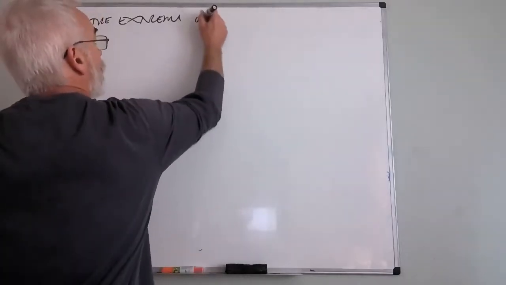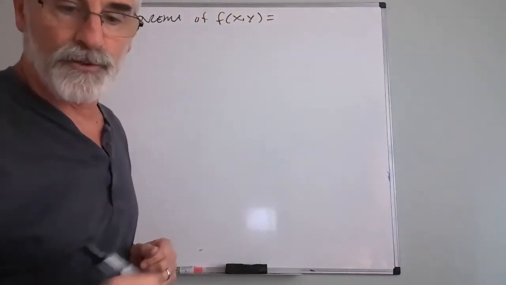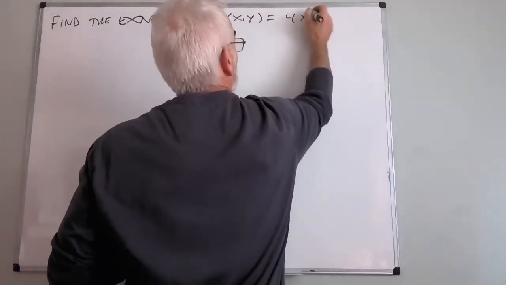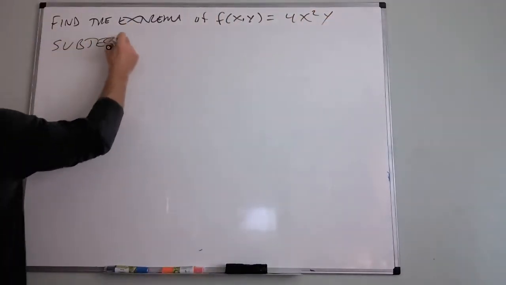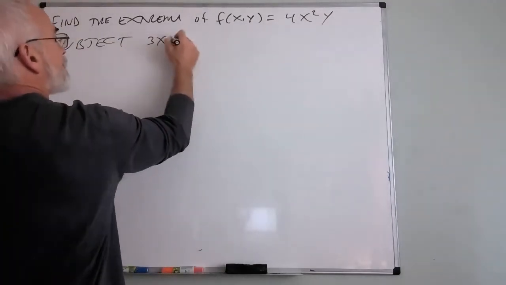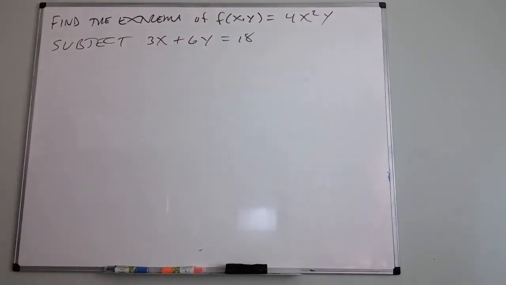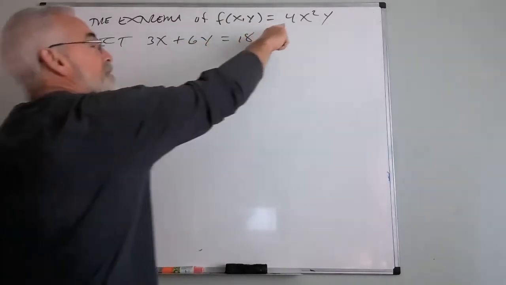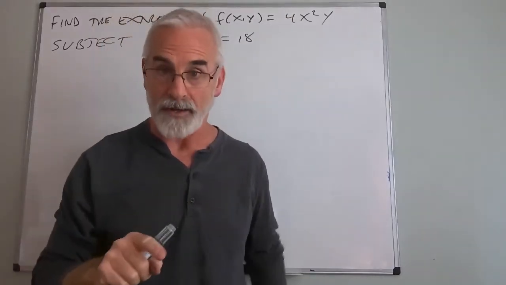Find the extrema of f of x, y equal to 4x squared y, subject to 3x plus 6y is 18. So I am maximizing this 3-dimensional function. And what I'm trying to do is I'm trying to find the ordered pair, the x comma y.